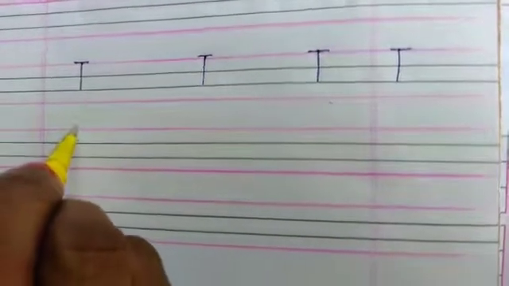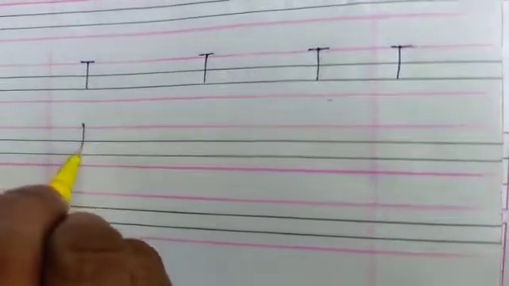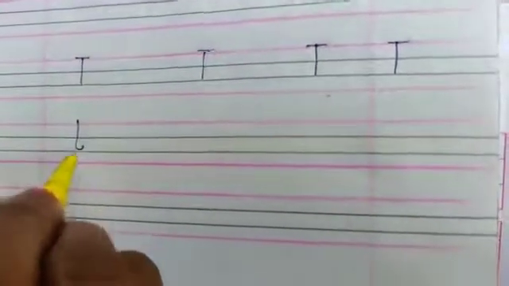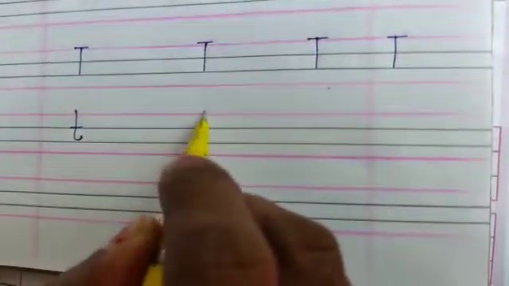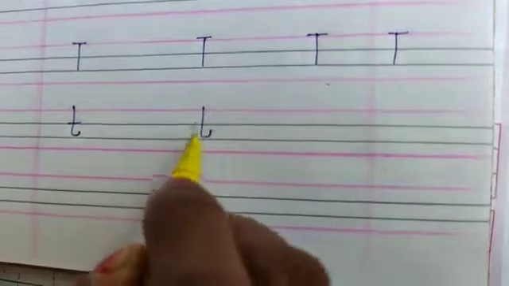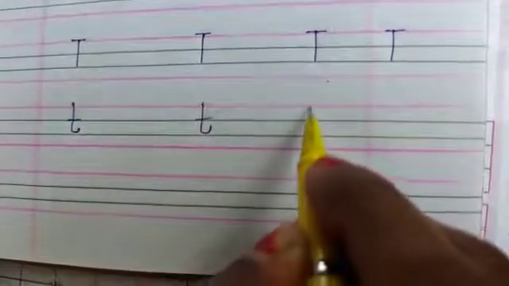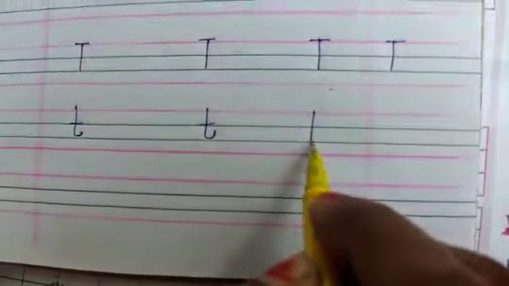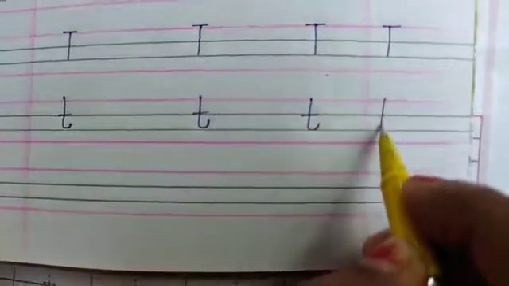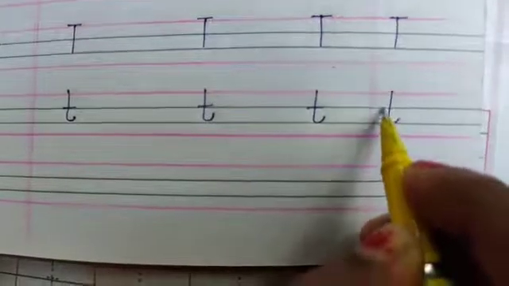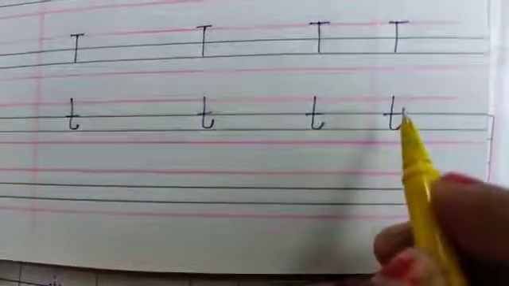You start from here like this. Here a small curve like this. T. Okay, all of you learn it.